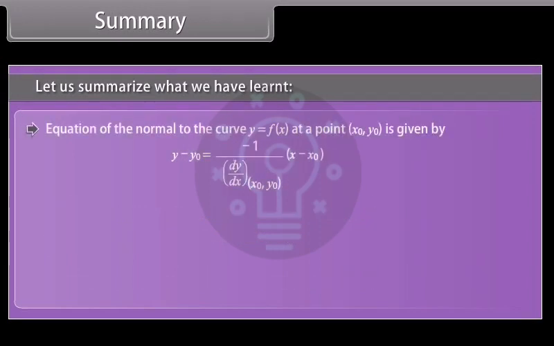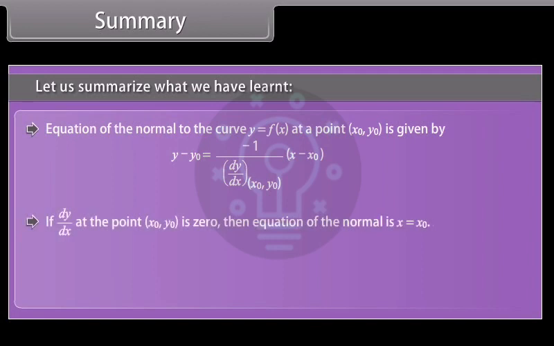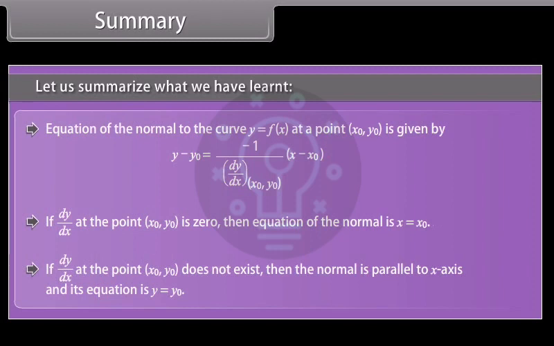Equation of the normal to the curve y is equal to f(x) at a point (x0, y0) is given by y minus y0 is equal to -1/(dy/dx at (x0, y0)) into (x minus x0). If dy/dx at the point (x0, y0) is 0, then the equation of the normal is x is equal to x0. If dy/dx at the point (x0, y0) does not exist, then the normal is parallel to the x-axis and its equation is y is equal to y0.